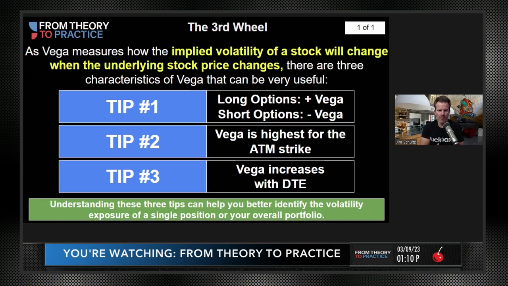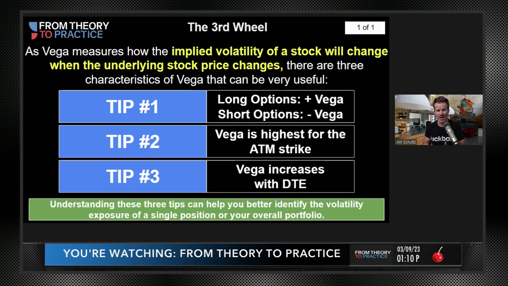Tip number 2, Vega is the highest for the at-the-money strike in a given option chain. So for a specific stock and a specific expiration, Vega will be at its maximum point for the at-the-money strike. So anytime you have an at-the-money option, whether you have a current position on that, the stock has just moved such that that option or that strike is at the money right now, you are going to be exposed maximally to the Vega in that position or on that strike.